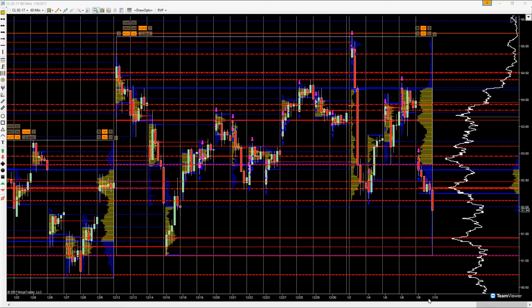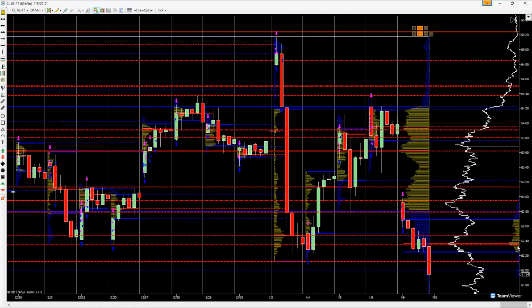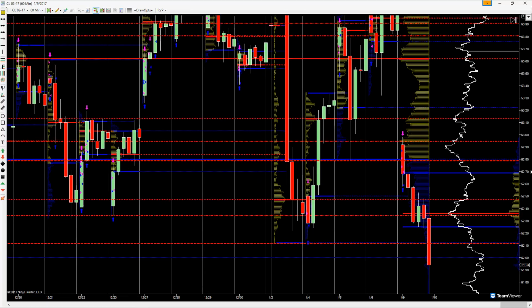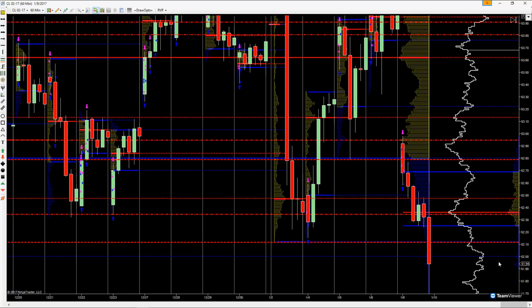And if you could take a look, let's make this bigger. So here's yesterday's profile. Okay, that's right here. And right now we would be opening down here, somewhere around here, and we would be below the value area low. So we're outside of yesterday's value, but we're within yesterday's range. So when that happens, a couple things. Let's talk about what we look for.